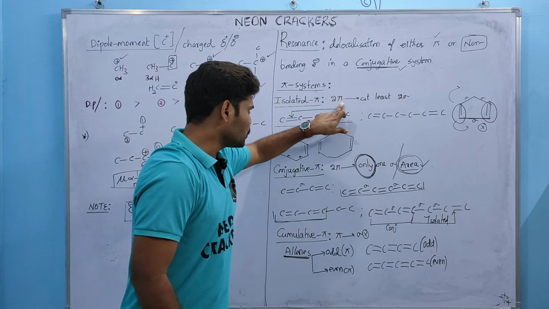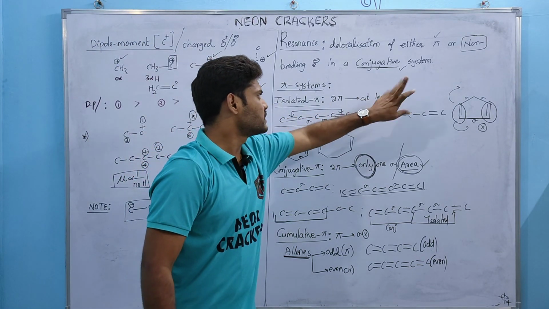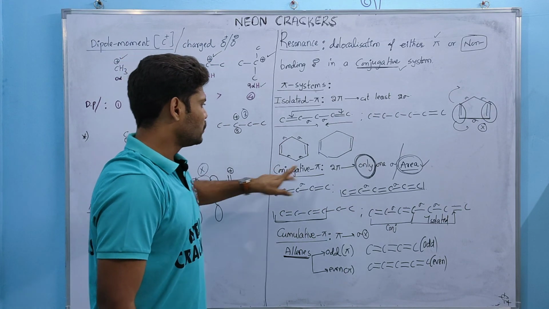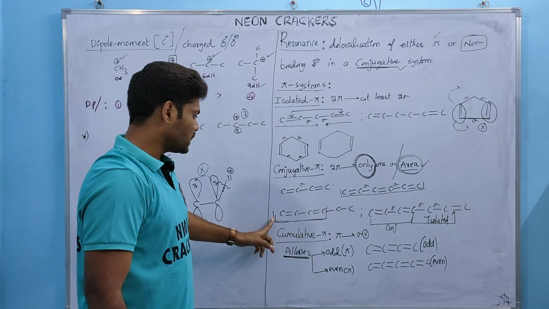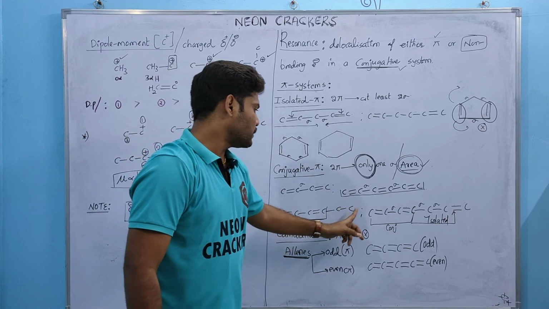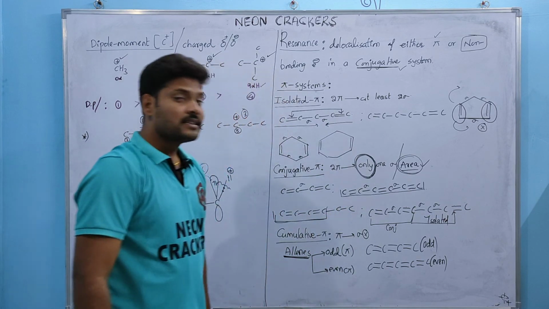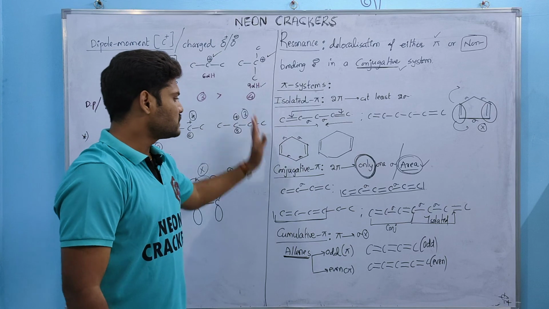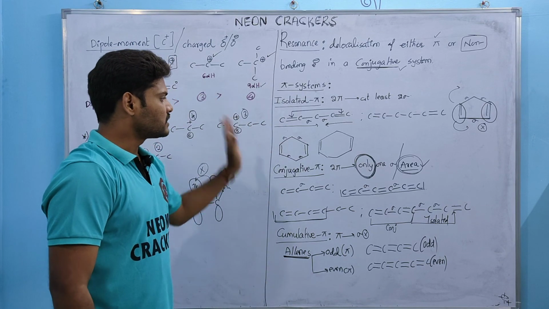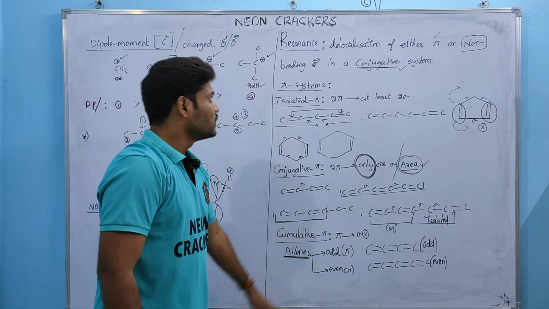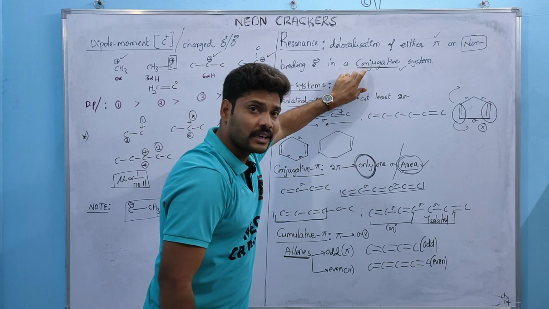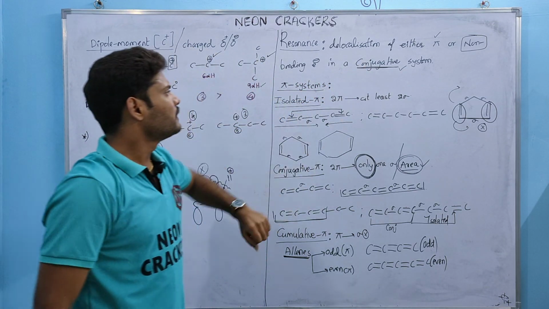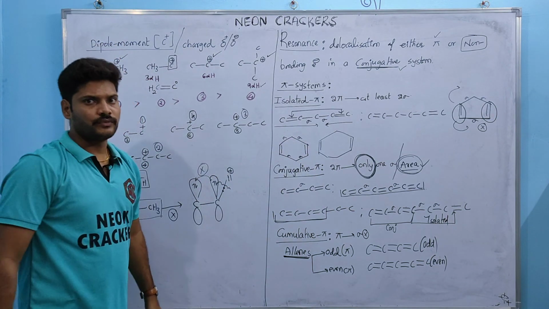Isolated: two pi bonds are separated by at least two sigma bonds. Next, conjugative: two pi bonds are separated by only a single sigma bond. Next, cumulative or allenes: no pi bonds are separated by sigma bonds. So this is the system of pi bonded systems. Only the pi bonded systems are over. Next we have to go through this one: what is a conjugative system? This is very important. We will see that in the next video.